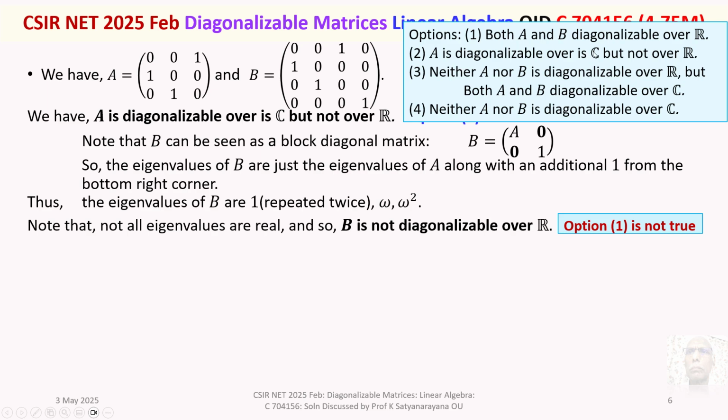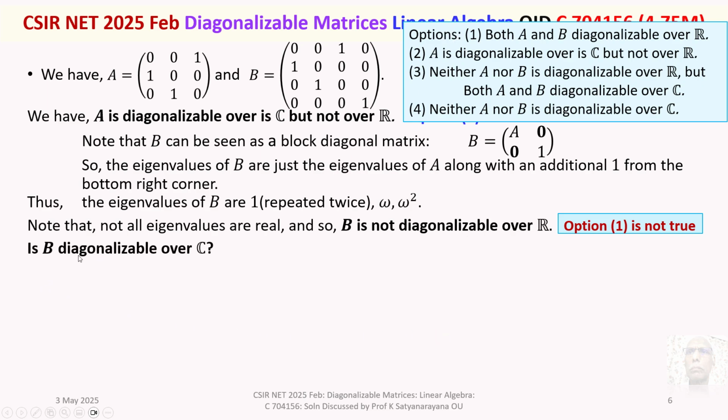Option 1 says both A and B are diagonalizable over R. But A is not diagonalizable over R, and B is not diagonalizable over R. It is given as diagonalizable, but we got not diagonalizable. So option 1 is not true. So 1 and 2 we have discarded.